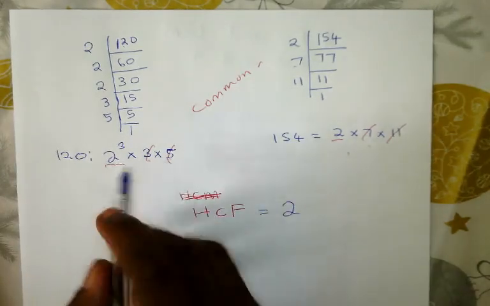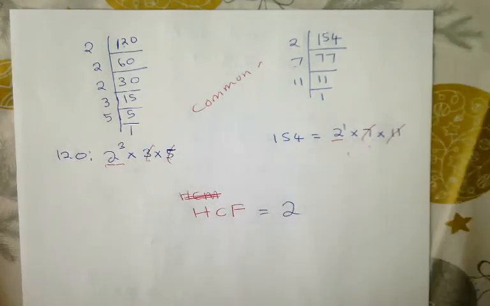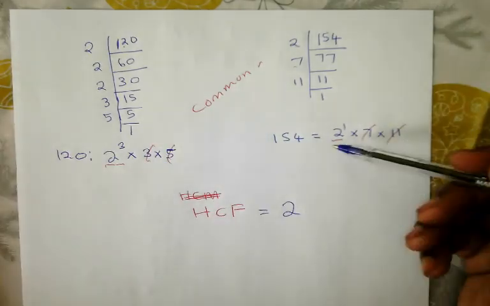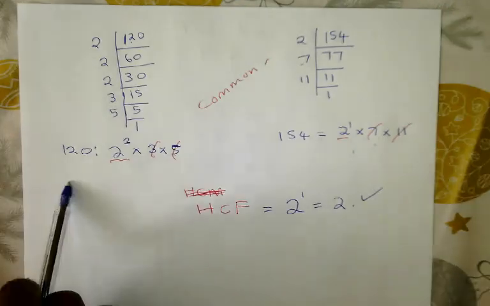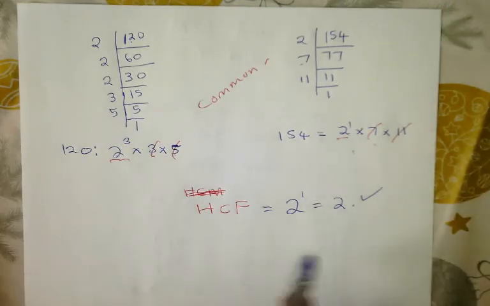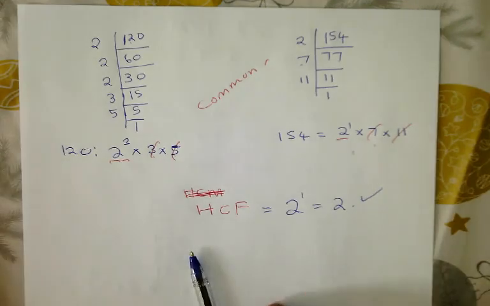And then here it's exponent 3, here it's exponent 1. We said for the highest common factor we choose the lowest exponent between the bases. So meaning 1, meaning the only number that can go into 120 and 154 without a remainder is 2. We can do another example.